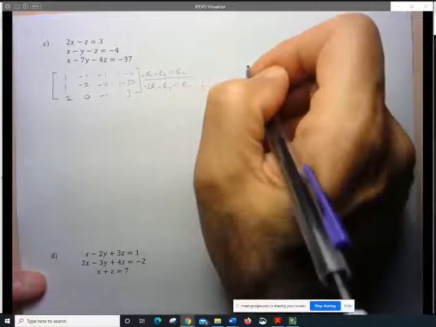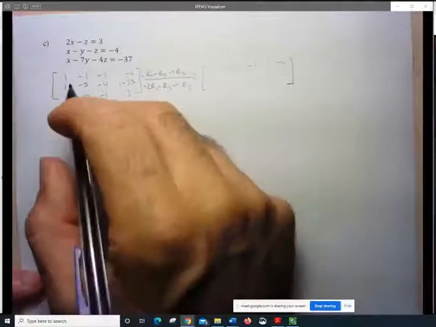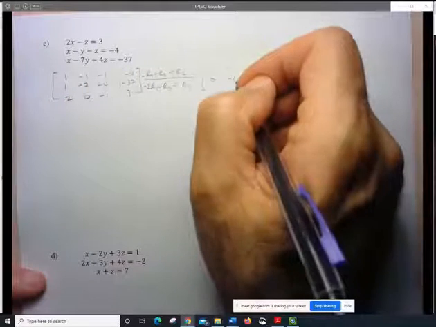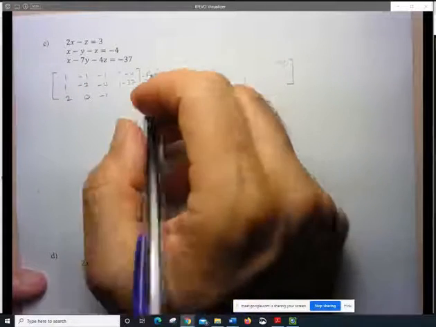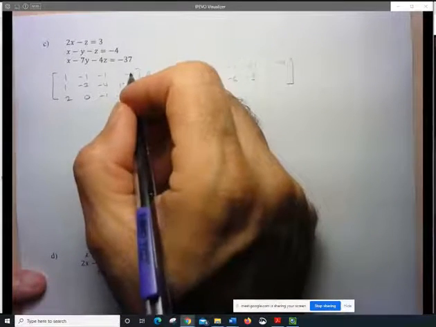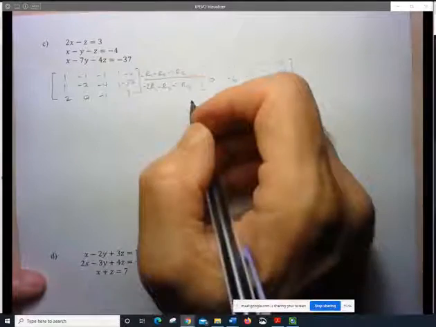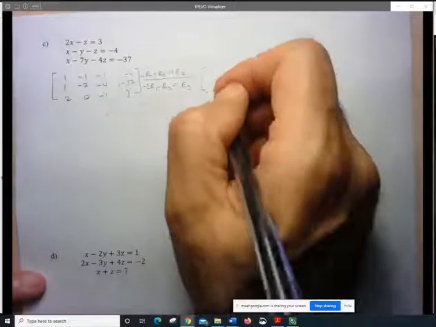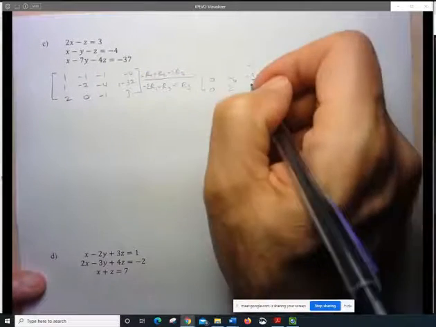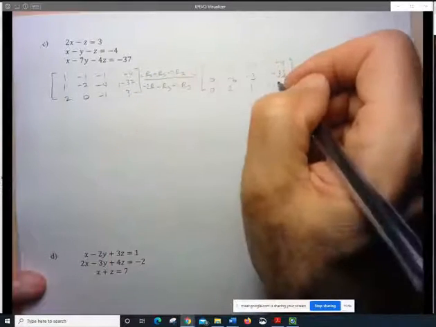Okay, so 1, -1, -1, -4. Here, -1 plus 1 is 0. That's a 1 minus 7 is -6. Okay. Here we've got 1 minus 4 is -3. And then here we have 4 minus 37 is -33. Here we've got -2 plus 2 is 0. Here we've got 2 plus 0 is 2. Here we've got 2 minus 1 is 1. And then here we've got 8 plus 3 is 11.